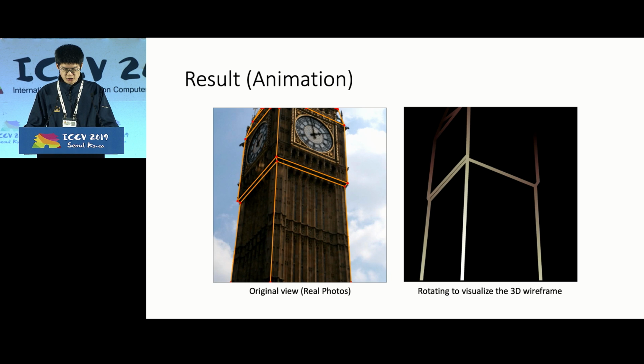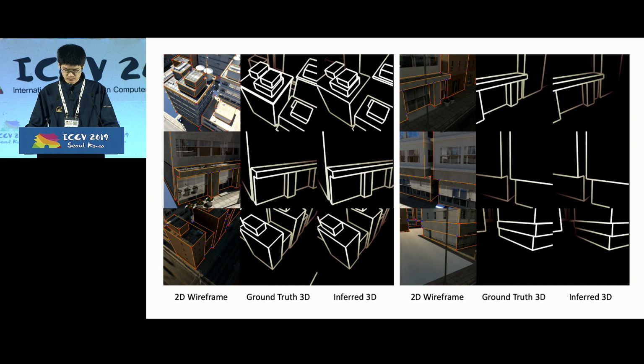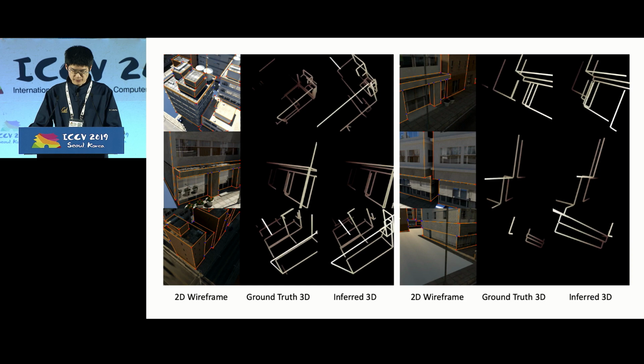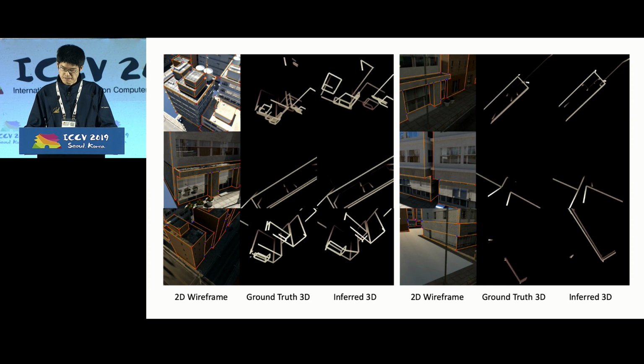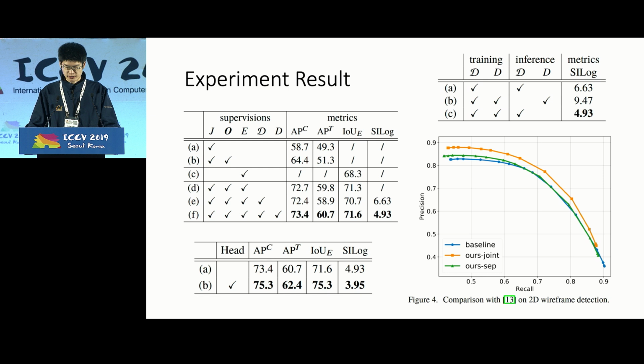This animation shows the result on our real-world landmark dataset. Here are more results on the synthetic dataset. The columns show the 2D wireframes, ground truth 3D wireframes, and the inferred 3D wireframes, respectively. In the experiment, we find that by jointly training multiple intermediate representations of the wireframe, we can achieve state-of-the-art performance in the wireframe extraction task, both in 2D and 3D.